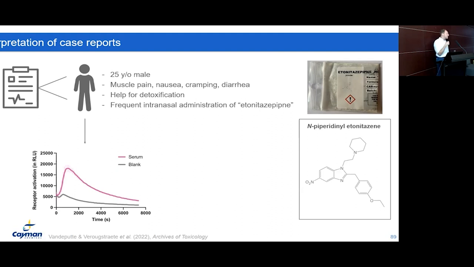The question obviously is, 1.2 nanogram per mil etunitazepipni, what does that mean? There's no one on earth that knows what that means. Would that be a lot? Wouldn't that be a lot? It's really hard to tell.